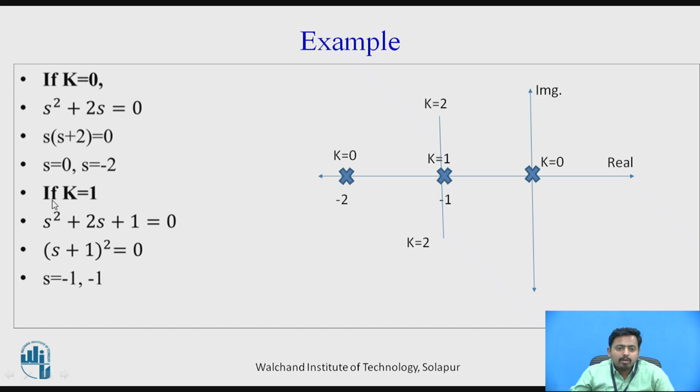Once we keep the value of k as plus 1, we get the equation as s square plus 2s plus 1 equal to 0. That is the quadratic equation, s plus 1 bracket square is equal to 0. So we get the values of poles as s equal to minus 1 and minus 1. So we mark the pole here for k equal to 1. So for k equal to 0, we get two values, 0 and minus 2, and for k equal to 1, we get minus 1.